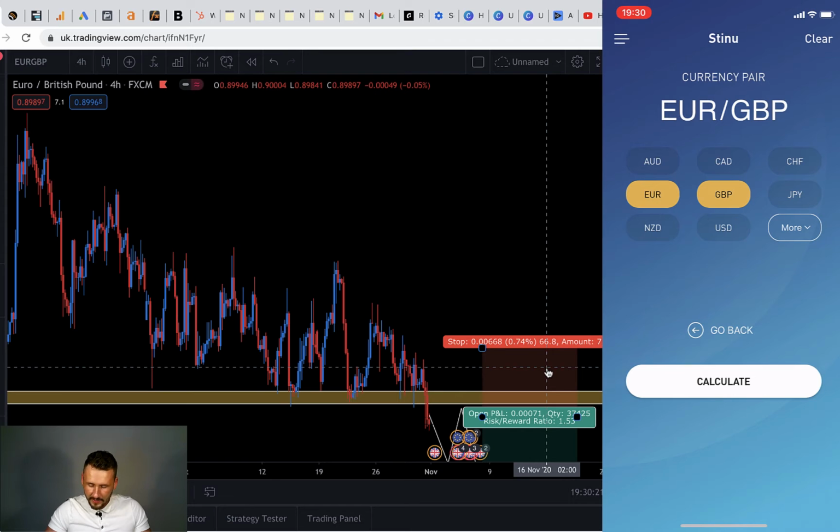So looking for these types of trades, making sure that you're getting a good risk to reward ratio based on the account size that you're going to be using. Don't over leverage your account. Don't risk 2%, 3%, 4%, 5%. It's just not worth it.